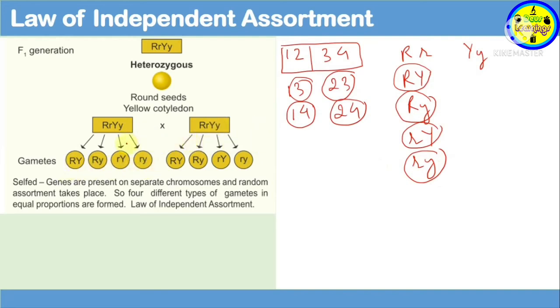When you cross the F1 generation and F1 generation, these gametes are independent. This combination can go with this, or with this, or with this, or with this. They are independent, so they can go with anyone, and the same for each one of the others. So you can see how many different combinations can be formed. Okay, so let's see.